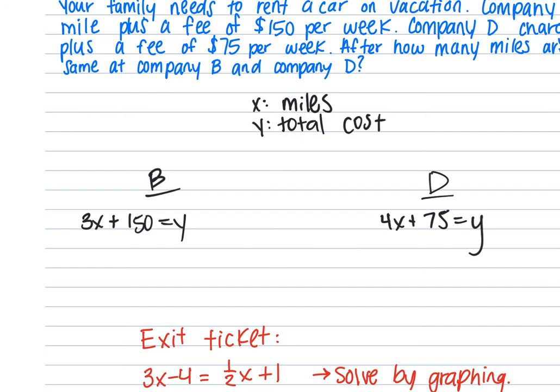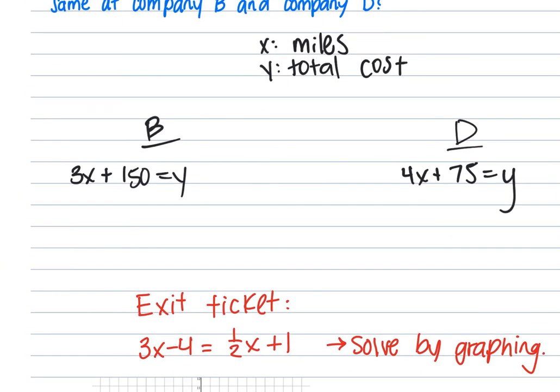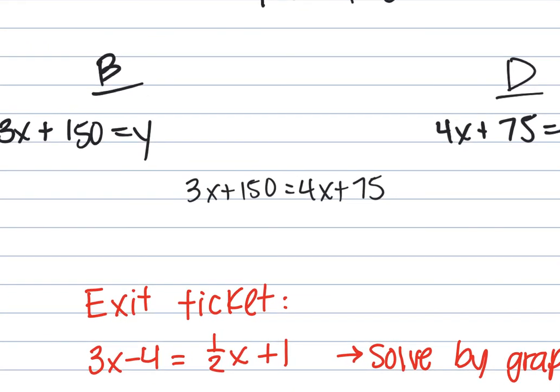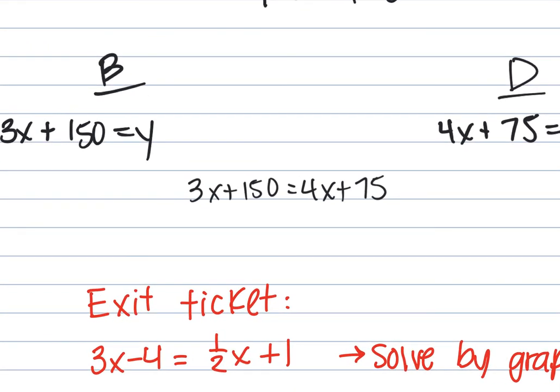Substitution. Let's use substitution. So we're going to say, okay, 3x plus 150 is equal to y, right? What else is equal to y? 4x plus 75. So set them equal to each other. Now, doesn't this look like the problems we were doing earlier? How do we solve that? Storm? You can subtract 75. Subtract 75 from both sides. I love it. What do you get?